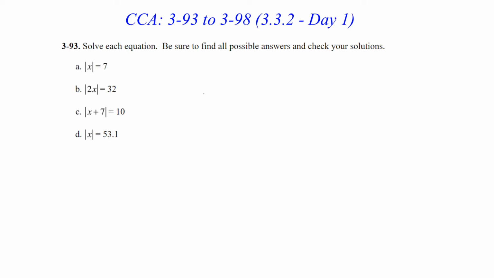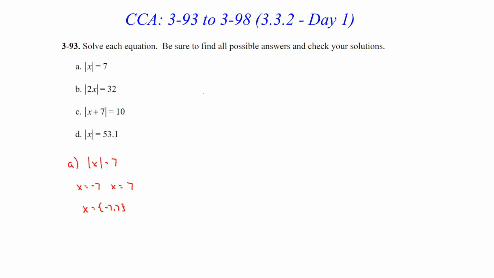So, on the first one, we have the absolute value of x is equal to 7. On this one, we can tell pretty quickly, hopefully, that negative 7 would be a solution and 7 would be a solution. So remember, we're looking for two possible solutions on a lot of these, and we'll talk through that as we go through here. So x is equal to negative 7 and 7.